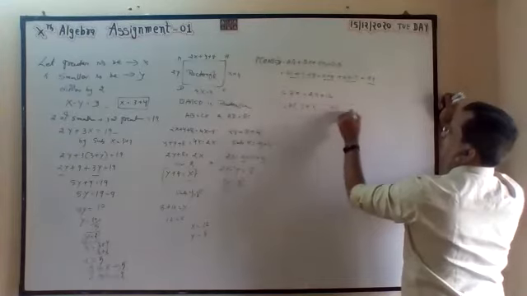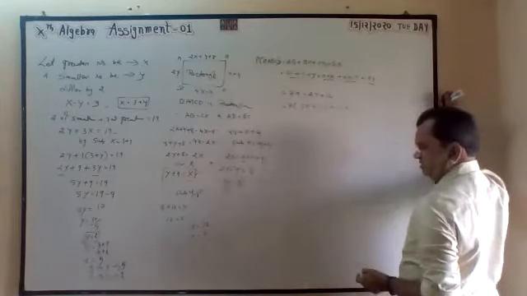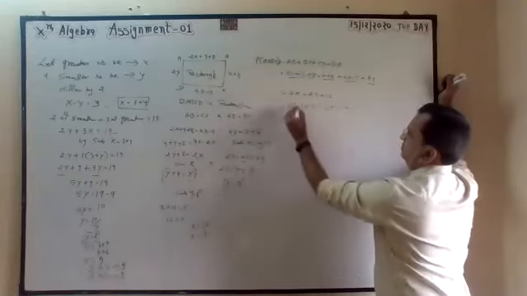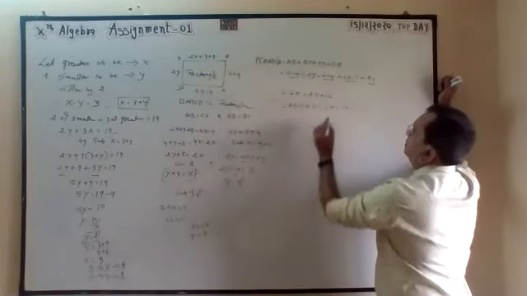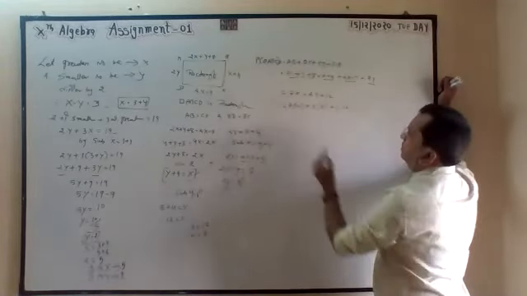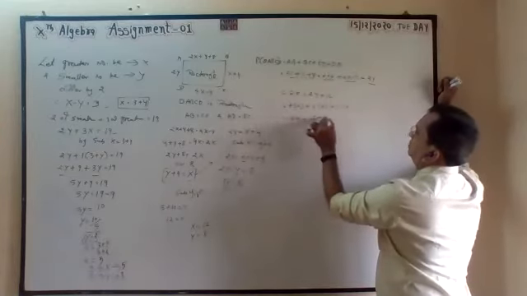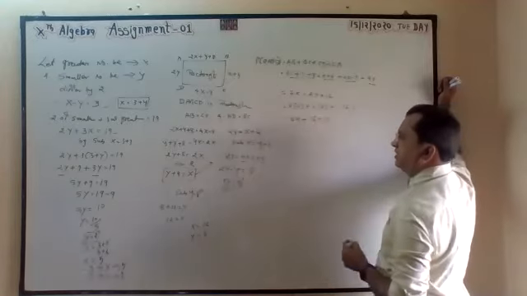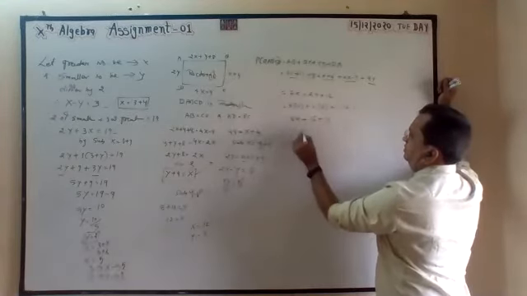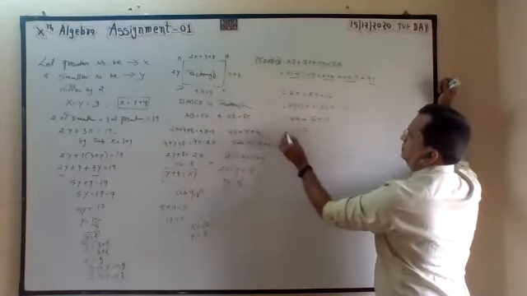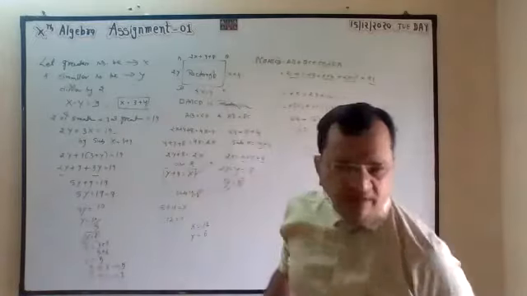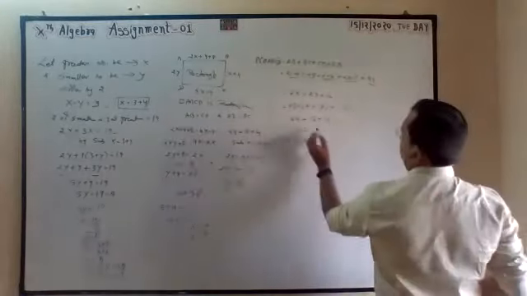Like this, not to find individual sides because they are not asked. 12 times 7 is 84. 16, 84, 16, 100, 112. Centimeter they have not given, so just write unit.